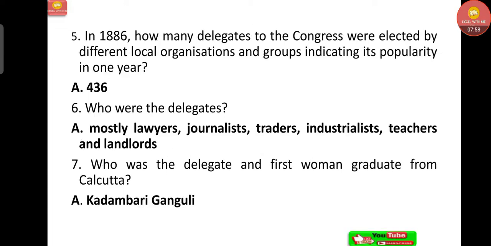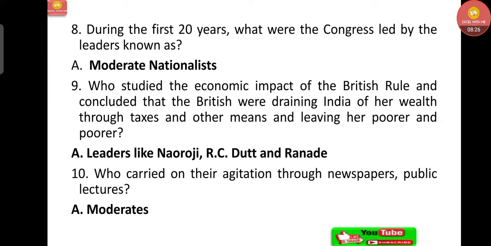Now in the year 1886, how many delegates to the Congress were elected by different local organizations and groups, indicating its popularity in one year? There were 436 delegates. Who were the delegates here? Mostly lawyers, journalists, traders, industrialists, teachers and landlords. Now who was the delegate and first woman graduate from Calcutta? She was Kadambari Ganguly.